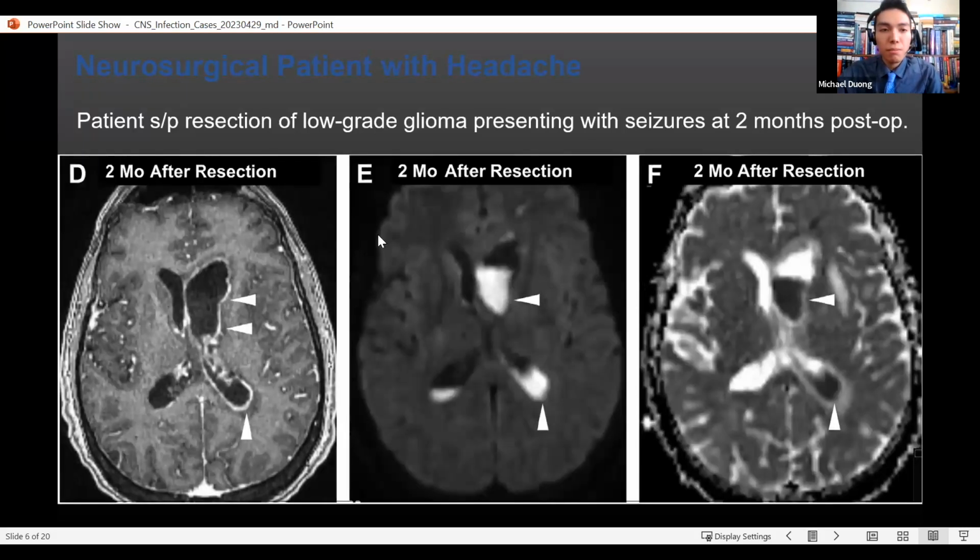Moreover, you can see at a different level, T1 post-contrast MRI shows enhancement of the ependymal lining consistent with ependymitis, and then diffusion restriction substantially in the lateral ventricle on the left. So this would be concerning for somebody who had neurosurgery, post-operative complications with abscess in the resection cavity, as well as ventriculitis.